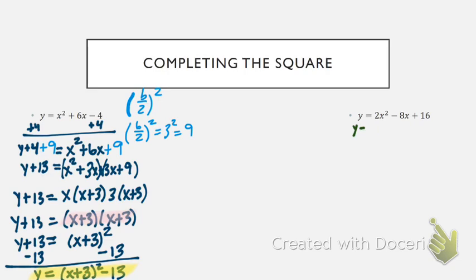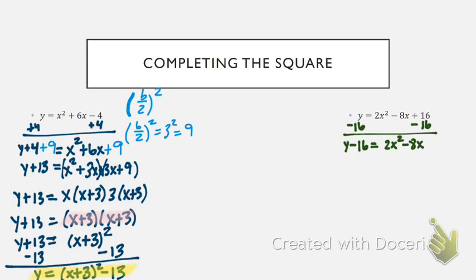We still want to move this 16 over before we do what I just said. So let's move 16 over. Sorry about the confusion. So let's move 16 over. Then we have 2x squared minus 8x.